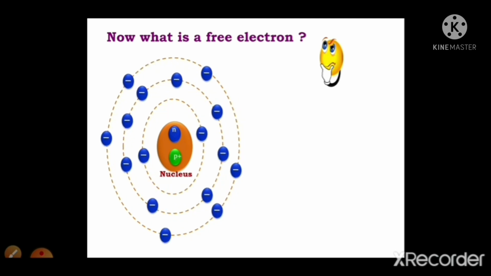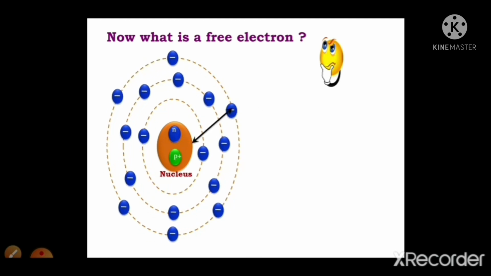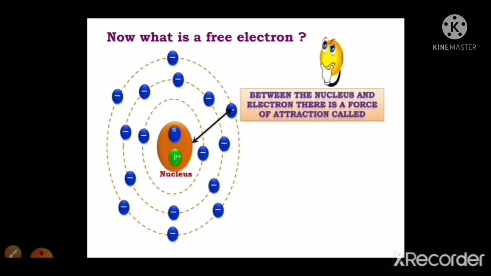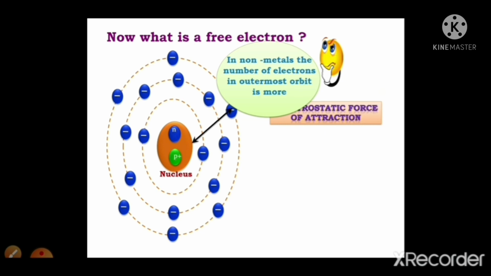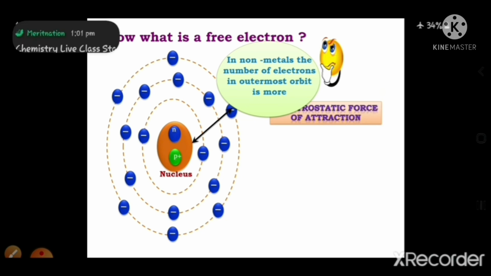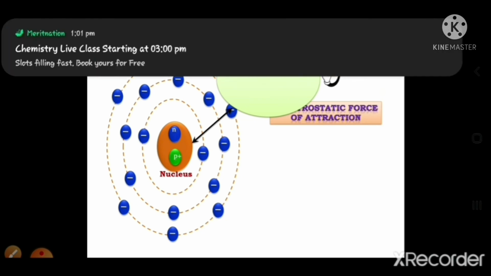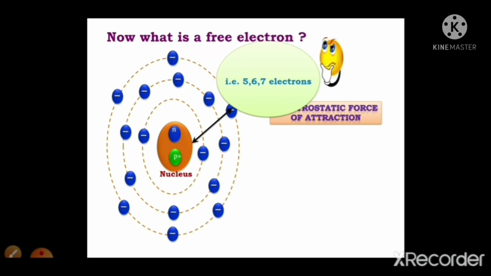Now the electron always keeps on rotating around the nucleus because of the positive and negative charges. There is always attraction between the electrons and the nucleus, and this attraction takes place because of one force, that is the electrostatic force of attraction. In non-metals, basically, the number of electrons in the outermost orbit is more. We have studied about metals and non-metals. So in non-metals, the number of electrons in the outermost orbit is always more, that is 5, 6, 7 electrons are always available. So the removal of these electrons is not possible.